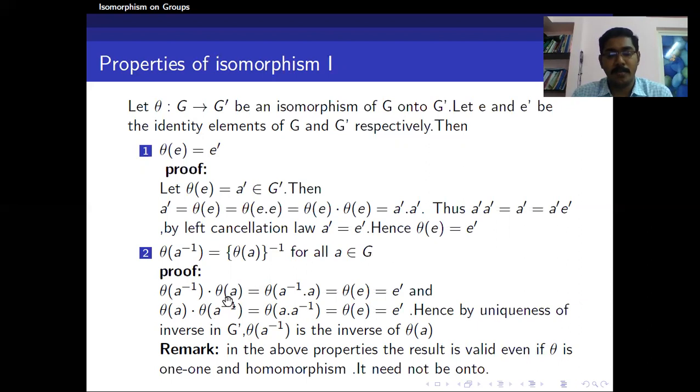Okay, so theta of A inverse into theta of A can be written as theta of A inverse into A, because theta is an isomorphism. So A inverse into A is what? E. So theta of E, as we have proved in the previous step, equals theta E dash. So theta of E equals E dash.